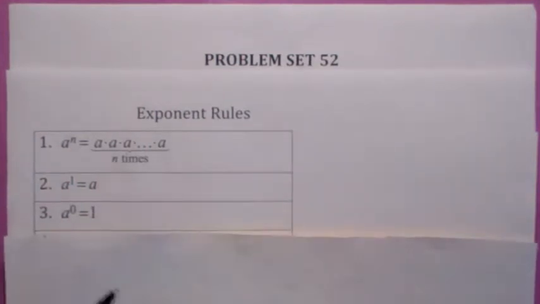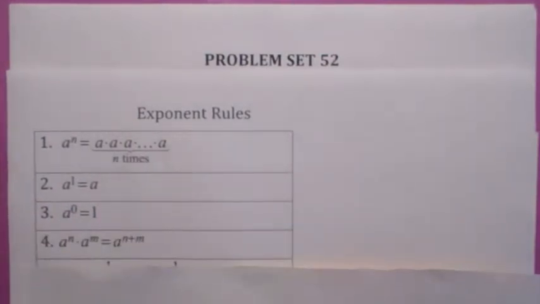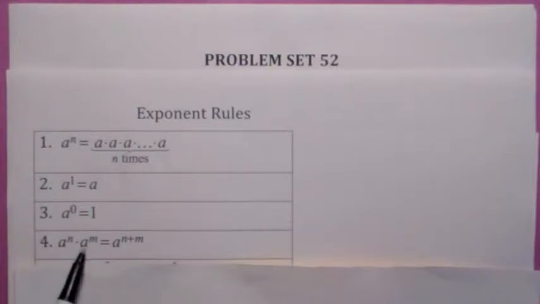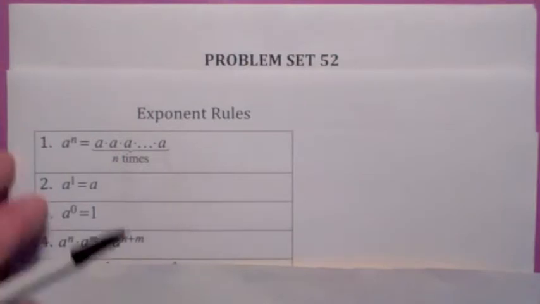Don't get that confused with a base to the 0 power. A base to the 0 power is always 1. So what would 3 to the 0 be? 1. By far the most useful rule you've learned so far says that if you're multiplying and the bases are the same, you keep the base the same and add the exponents. It does not apply if the bases are different or if you're adding these, right? It's only if you're multiplying and the bases are the same.